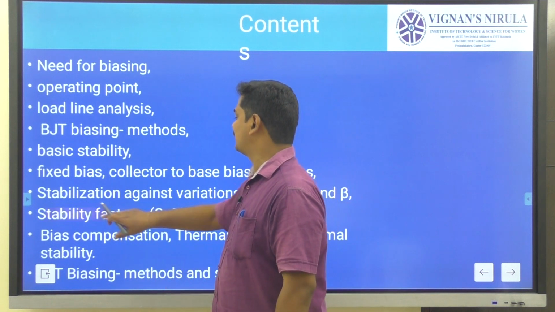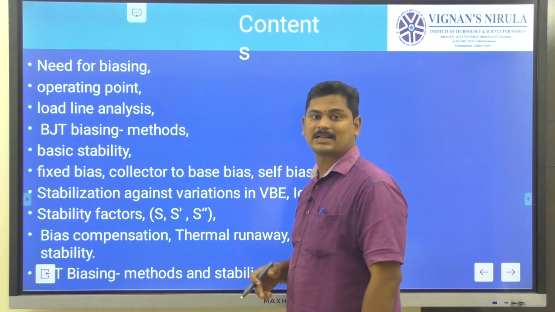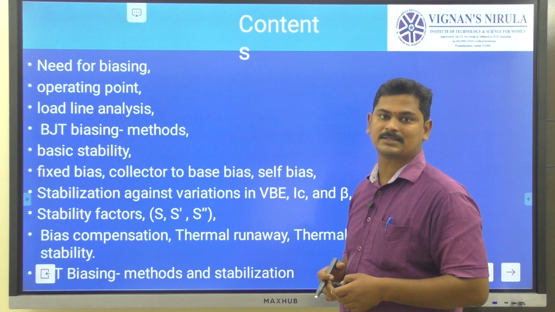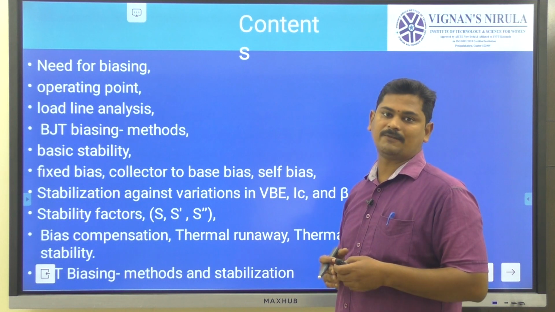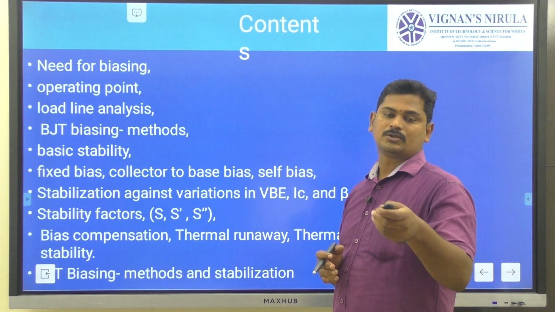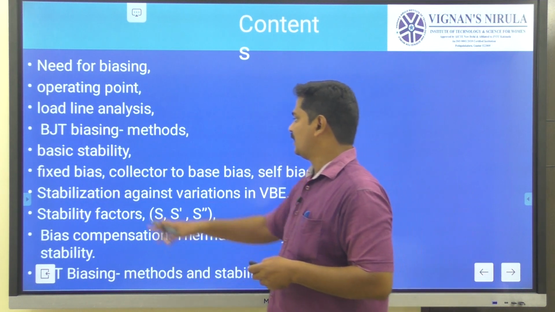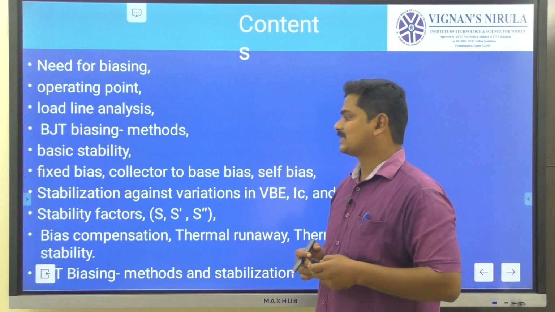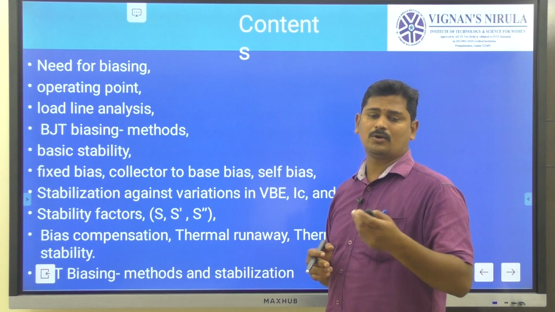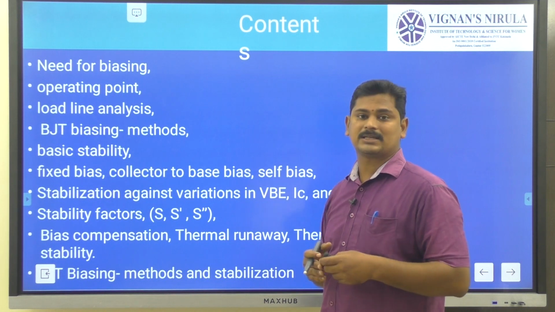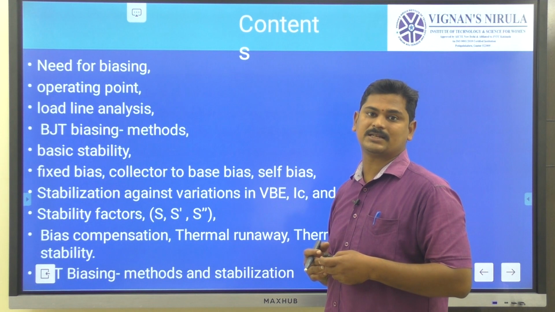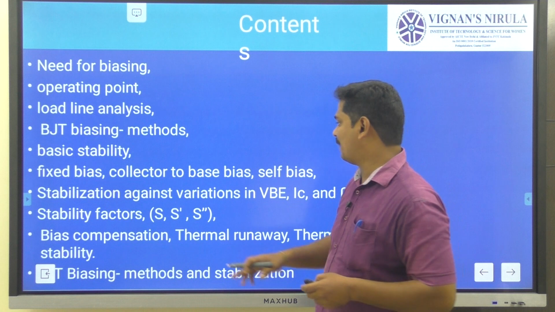Next, BJT biasing methods. There are several biasing techniques, such as fixed bias, self bias, collector to base resistor method, and emitter follower method. Next one is the basics of stability. If the stability factor is low, we can say that the thermal stabilization is high, and only then will the transistor work as an amplifier.